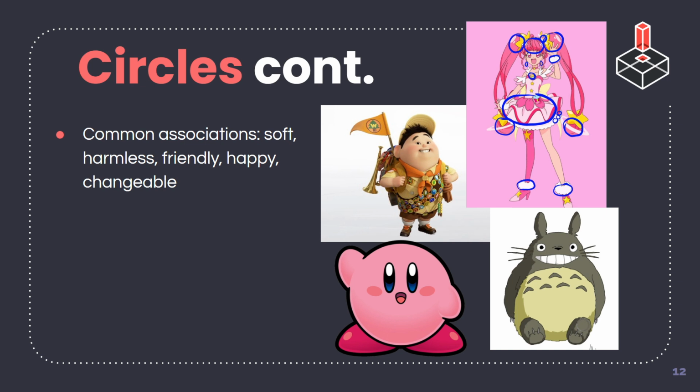And of course, you can subvert that. You can have a character that's a circle because they're kind of bumbling or a fool, or because they're actually a wolf in sheep's clothing and they just put on an act, that kind of thing. But in general, it's going to be a friendly, warm association. Think about Mickey Mouse. He's just made up of circles.